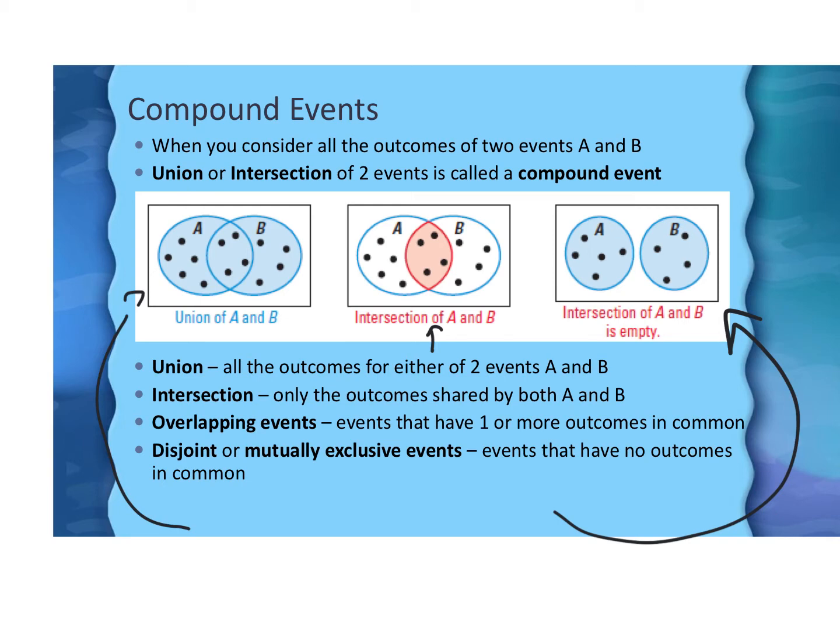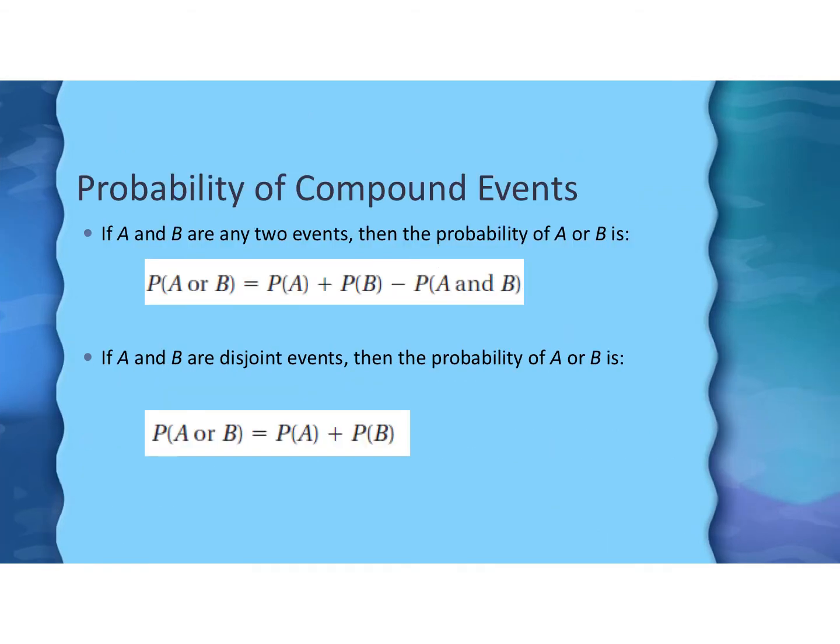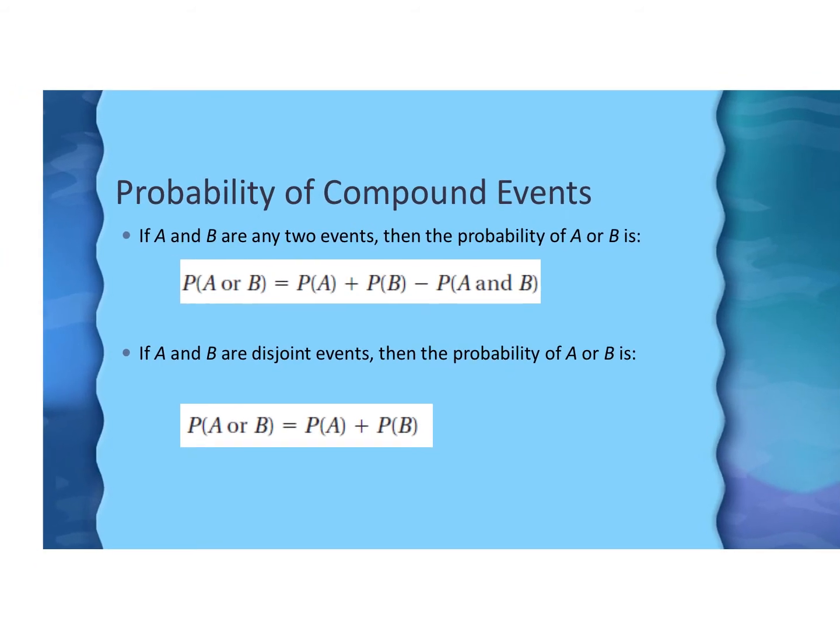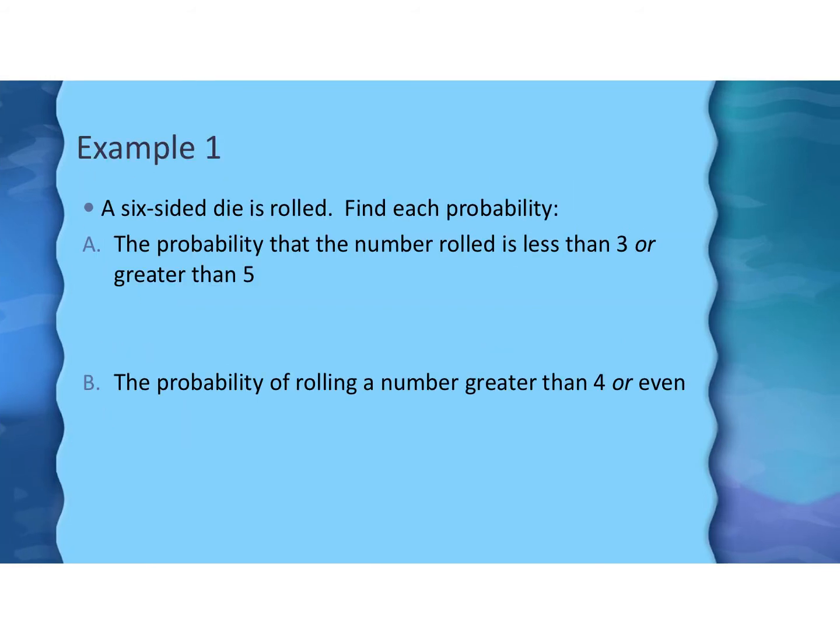All right, so let's talk about the formula for probability of compound events. If these are overlapping, so if A and B are any two events, then the probability of A or B is going to be the probability of A plus the probability of B minus the overlap, what's in common. And then if they're disjoint and they don't have anything in common, then you just take their two simple probabilities and add them. So let's go ahead and take a look at our examples.